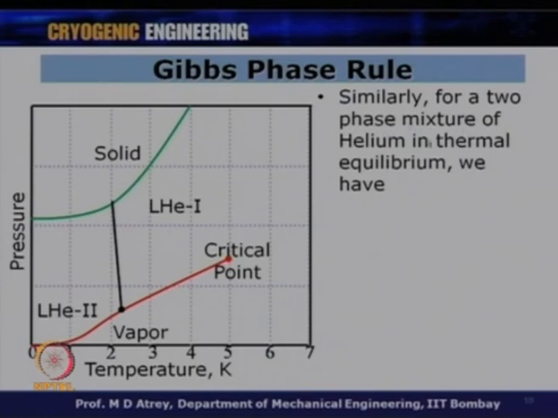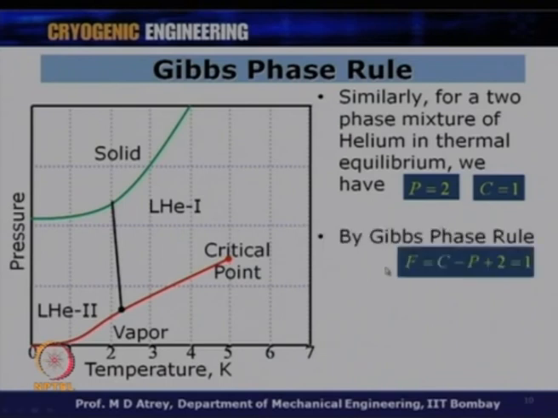So, for a two-phase mixture of, let us say, helium, this diagram, all of you know this diagram. This is the phase diagram of liquid helium. Both the phases are in thermal equilibrium. What we have therefore is P equal to 2, C equal to 1, only 1 component which is helium, but the phases are 2. So, by Gibbs phase rule, F is equal to C minus P plus 2, which will give me 1, which means that if I have a two-phase helium, I will need to know only one property, and once I know this property, I can locate this point.